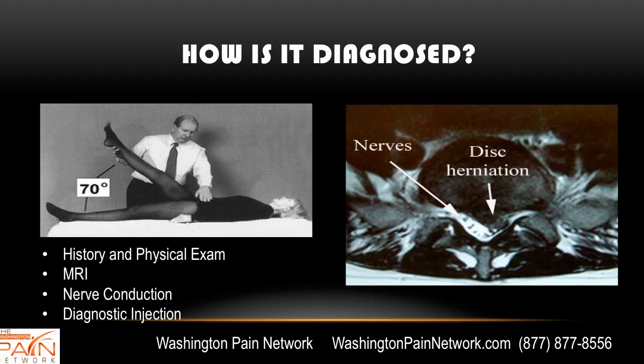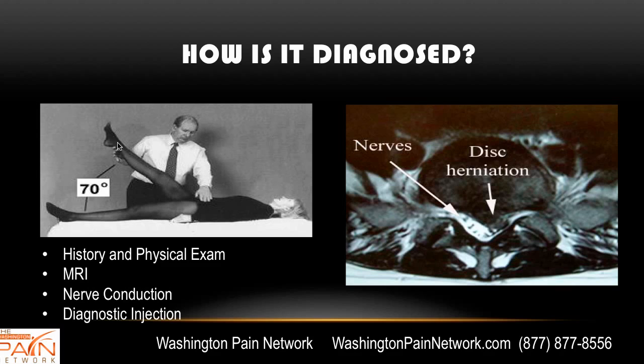Well, how is it diagnosed? History and physical exam are very pertinent. It can tell the whole story, really. MRI can be really helpful. Here you see a large disc herniation. This is actually the spinal cord and the nerve root trying to get out, but it's being pinched big time. All right. Nerve conduction study can help, and then a diagnostic injection can help as well.